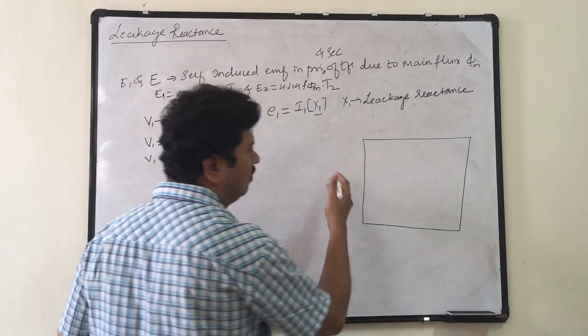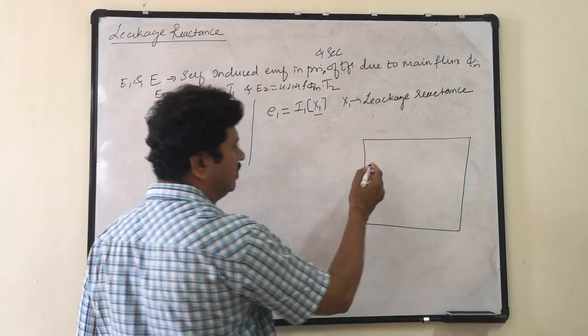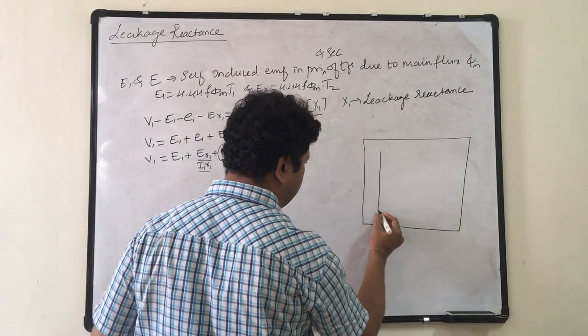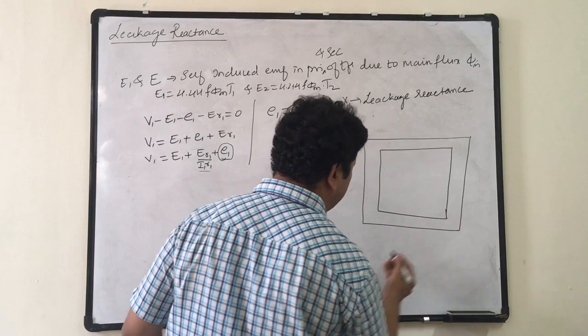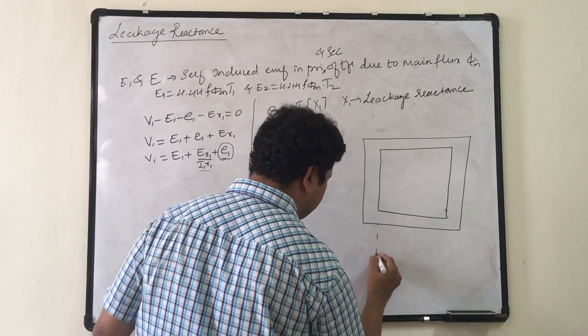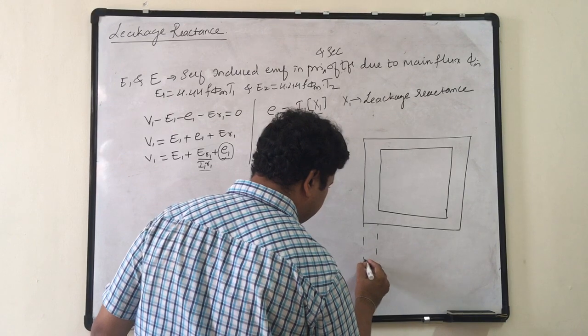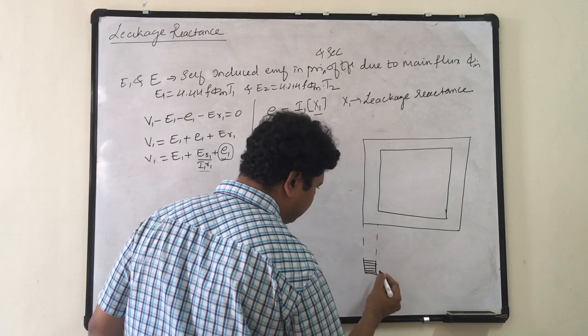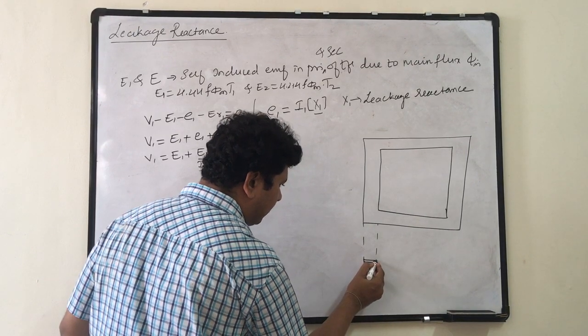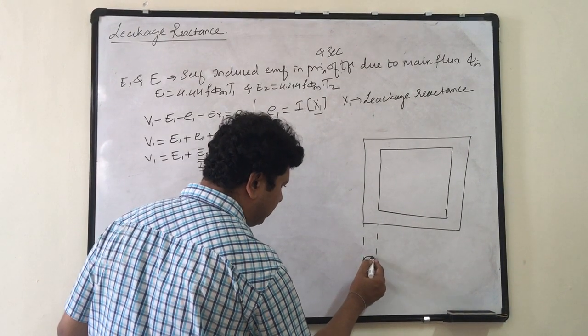I will draw the winding only on one side. It will be similar on the other side. Okay. So this is a core type transformer. Let me have this as the core section. Okay. And I have the circumcircle.